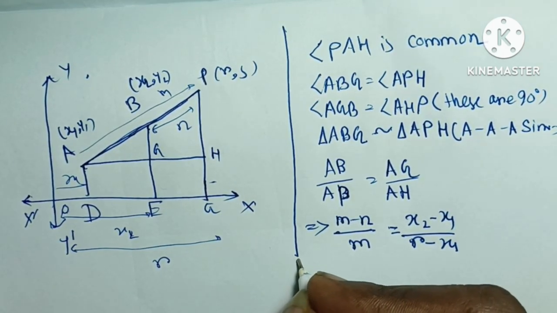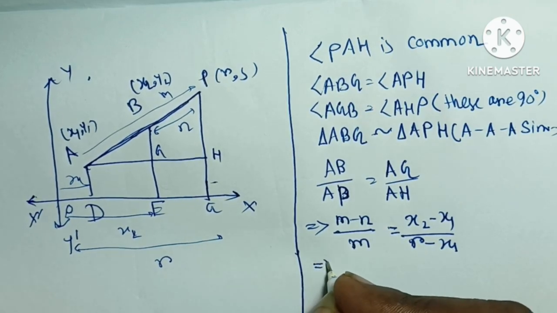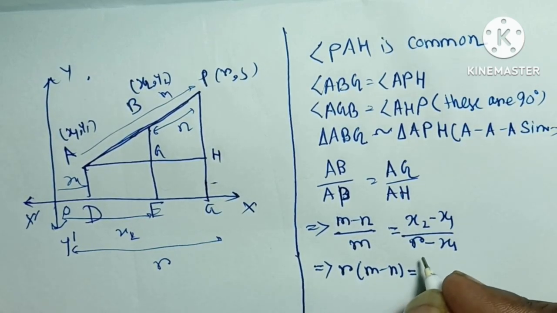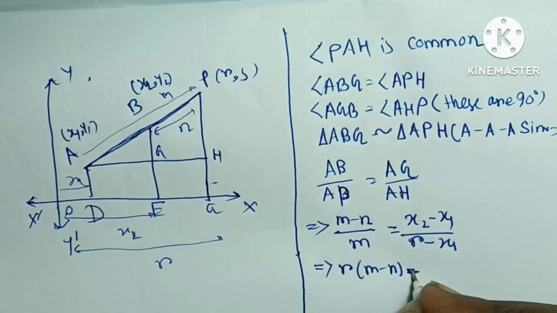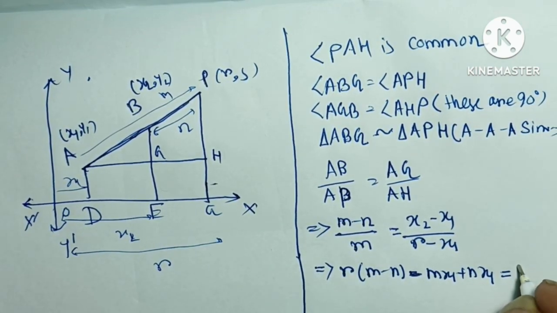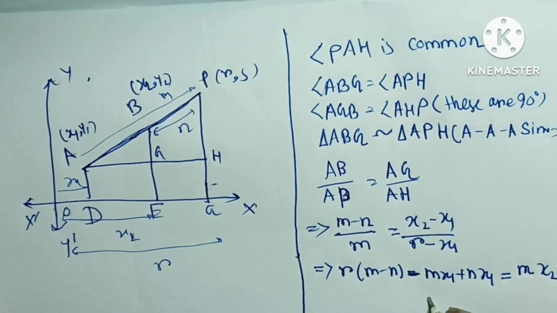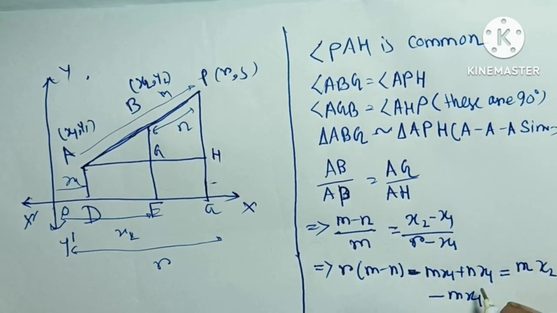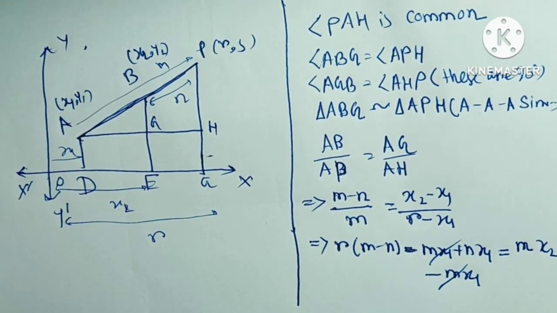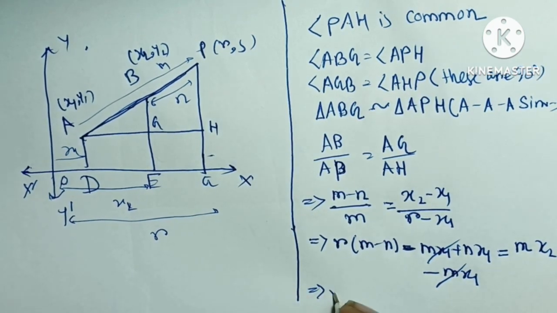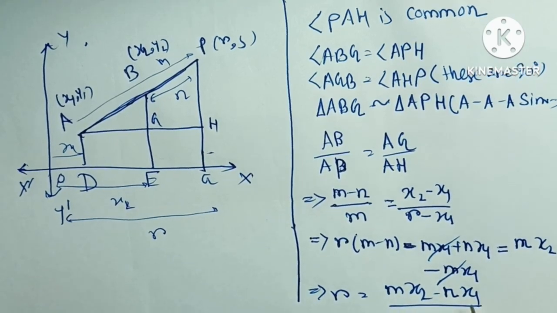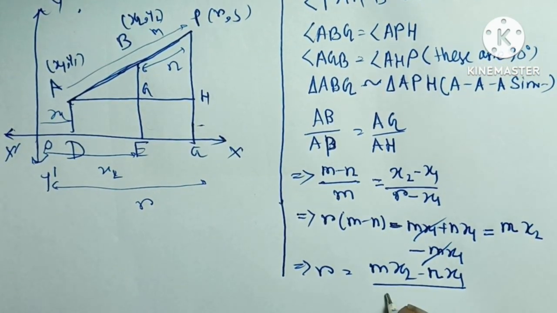Now cross multiply. We can write R(m minus n) minus mx1 plus nx1 equals mx2 minus mx1. This will be cancelled out. So you can write here R equals (mx2 minus nx1) by (m minus n).